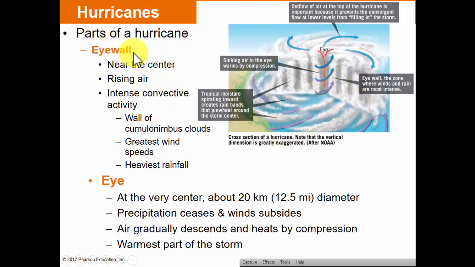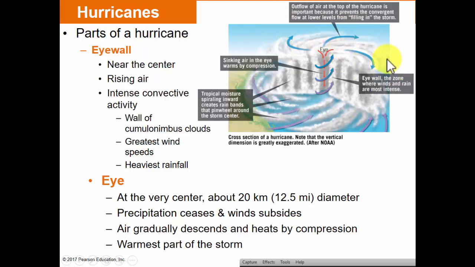So you have your eye wall near the center where you have rising air and intensive convective activity, and that's where you have your greatest wind speeds. And again, at the very center, and talked about this being like a heat engine, the fuel, the warm, moist air is coming in, wrapping into the center, going up, and then the exhaust, just like the exhaust pipes in your car, the exhaust is going to be this outflow aloft. And you have to have the outflow.